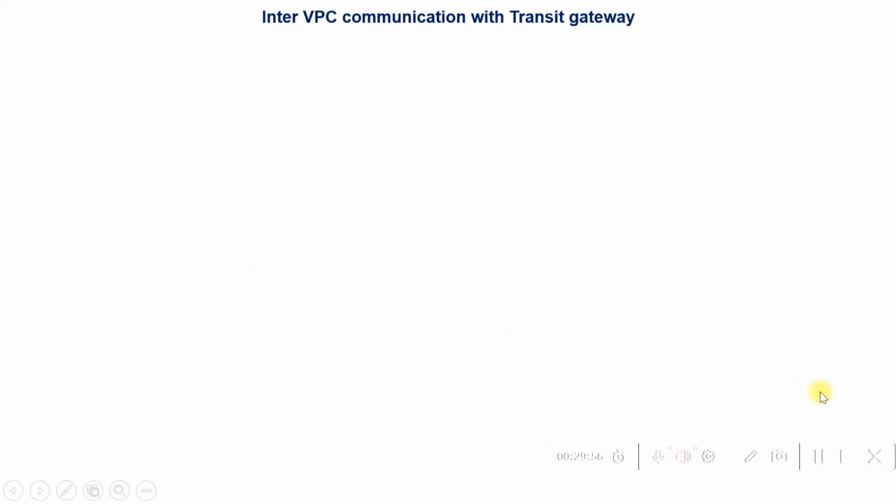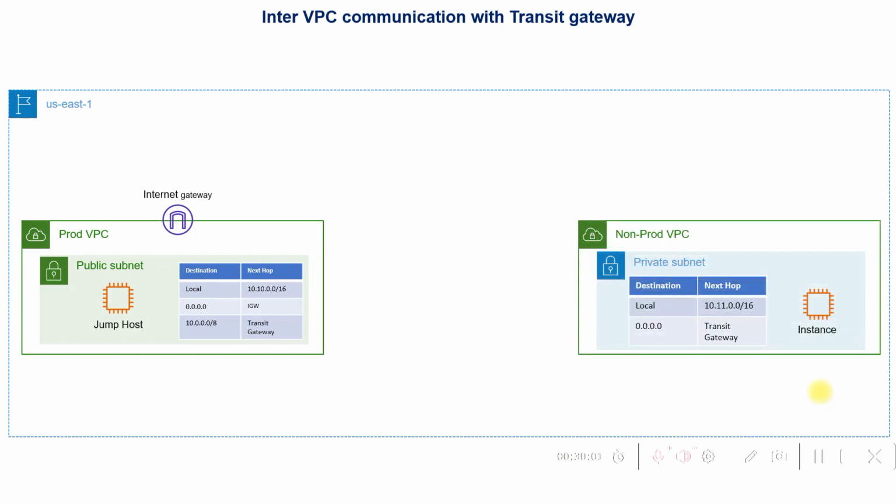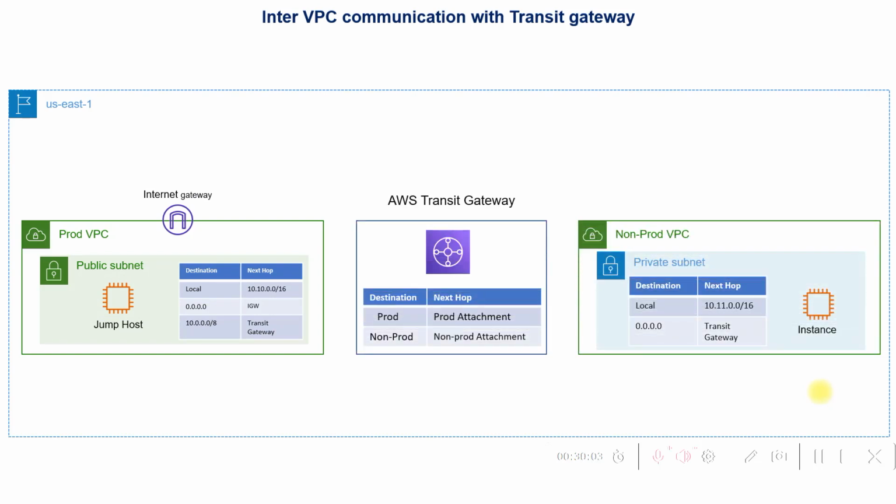So we have completed this lab now. We have created prod VPC, non-prod VPC, and a transit gateway. By using this transit gateway, the communication is now happening from the jump host to this instance. In upcoming videos, we are going to see how we can create multiple route tables and how we can limit the routes. For example, if we have three VPCs, we can control the communication between those VPCs using multiple route tables. In upcoming sessions, I'm going to upload those videos.